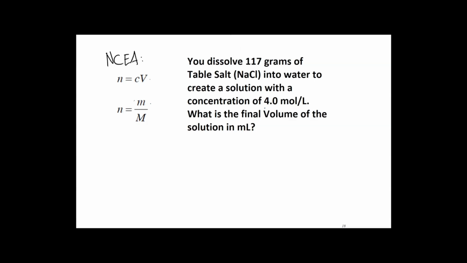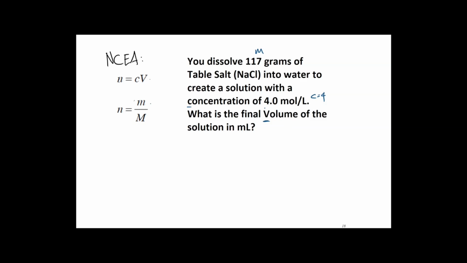So let's extract what we've got. 117 grams sounds pretty much like a mass to me. Concentration, they give it to us. Concentration is 4. And here, quite usefully, they give us the volume as capital V. So we're wanting to find capital V. All right, what don't we have, and what might we need? Well, we don't have the number of moles. We don't really need it.